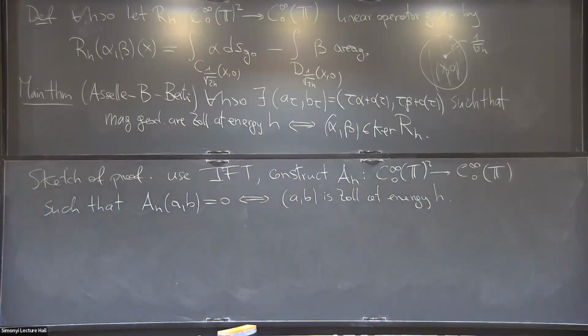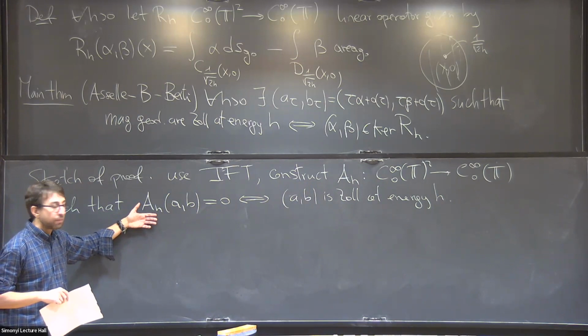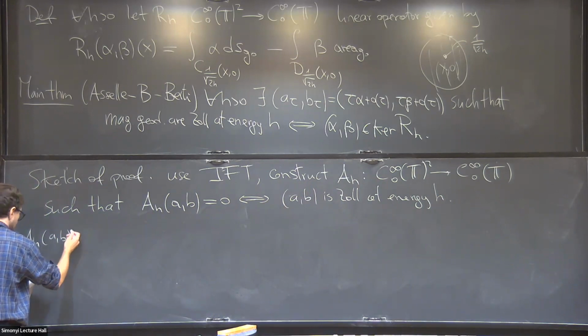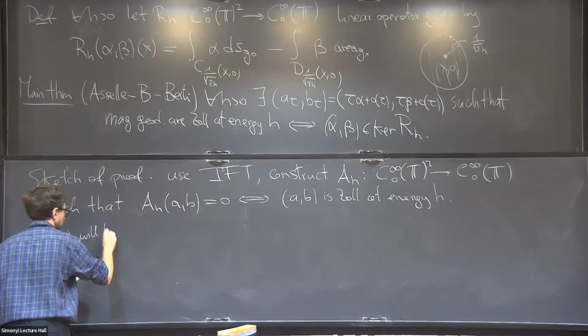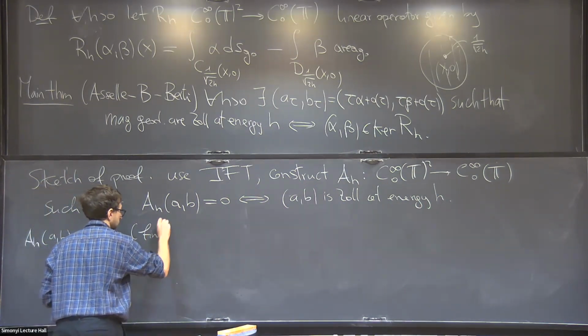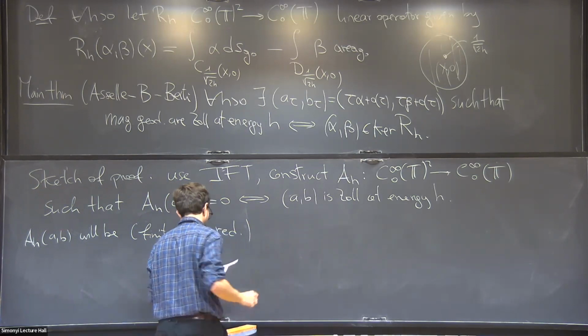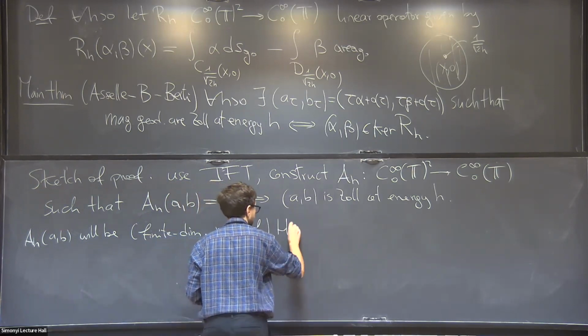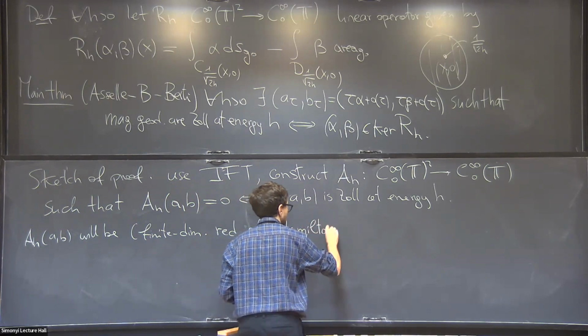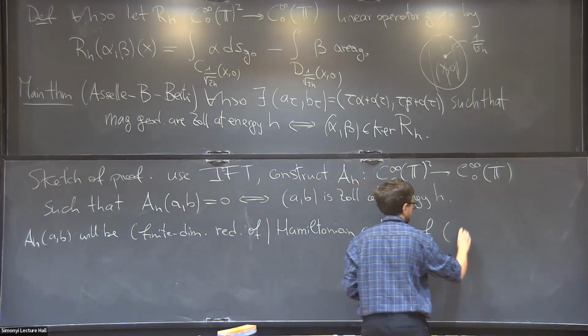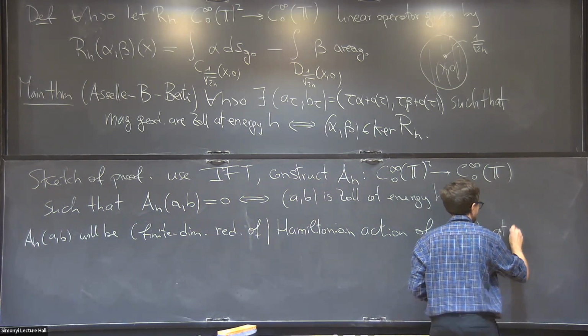And if the Radon transform was the linearized version of the action, this would actually be the action of a suitable family of closed curves. So the idea is that now A_H, AB will be a finite-dimensional reduction of the Hamiltonian action of AB at energy H.